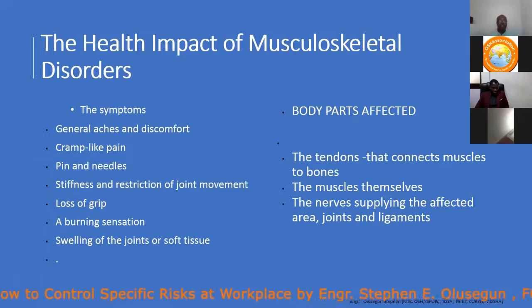There are certain things you need to do to keep yourself safe from such a thing. The health impact of these MSDs includes symptoms, generally aches and discomfort, cramp-like pain, pins and needles, stiffness and restriction of joint movement, and loss of grip. Some people cannot even grip something any longer. Others are burning sensations and swelling of joints or soft tissue. The body parts affected could be the tendons that connect the muscles to bones, the muscles themselves, the nerves supplying the affected area, and joints.